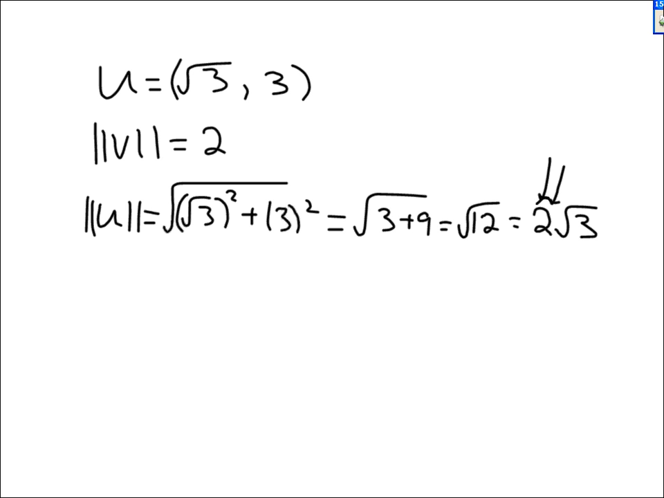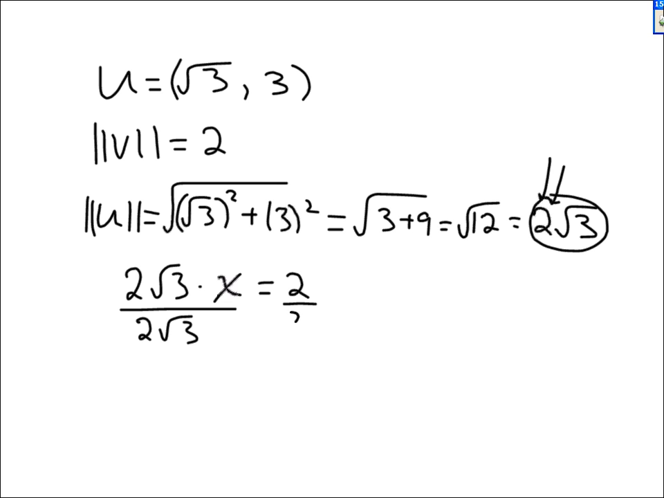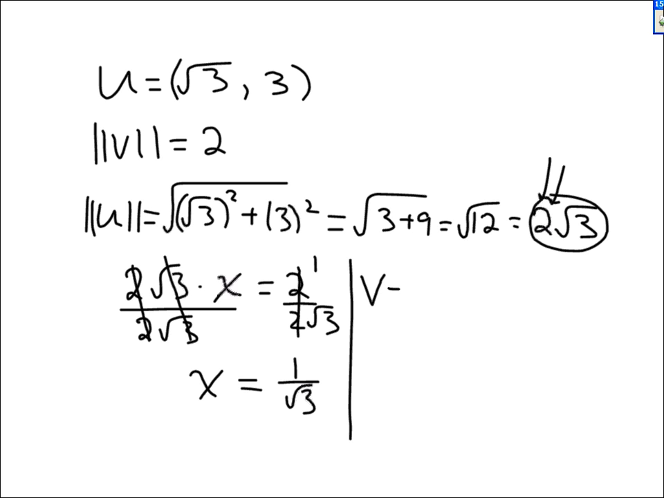Now, what do you do to this to get 2? Well, here's an easy answer. You divide by 2 square root of 3. 2 square root of 3 times 1 over 2 square root of 3 gives you 2. Coincidentally, that cancels, and you get 1 over square root of 3. That is what you multiply u by. So vector v should be 1 over square root of 3 times vector u.